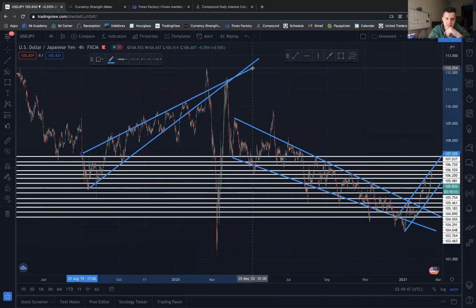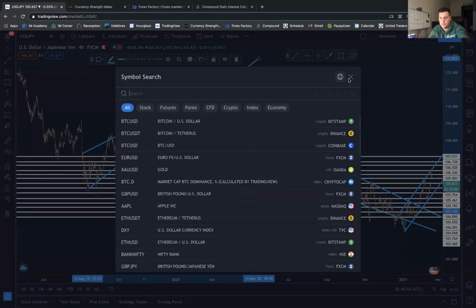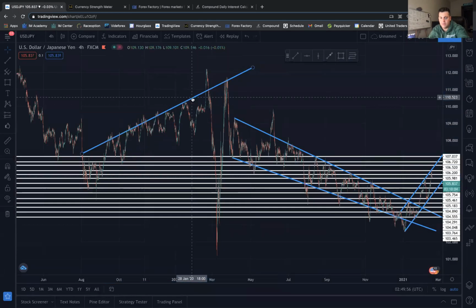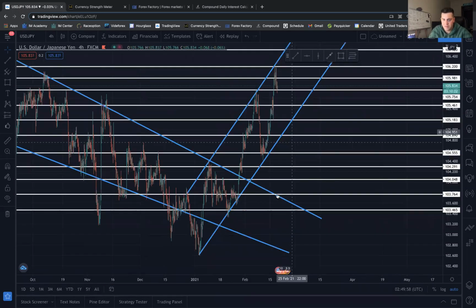Right around here, I'd say that was the trend. Since that was completely broken by coronavirus and now it's in a downtrend, that's an old trend. It doesn't even matter anymore. You can just basically delete that. So let's go focus on this most recent trend.